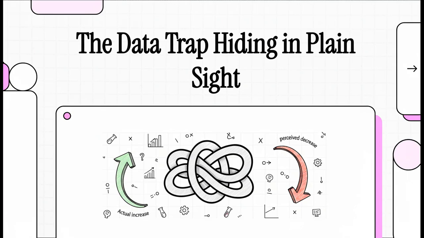Today we're diving into a hidden data trap that can literally flip scientific results on their head. It's this really sneaky statistical error that lurks in all sorts of research, causing scientists to see something decreasing when in reality it's actually increasing.